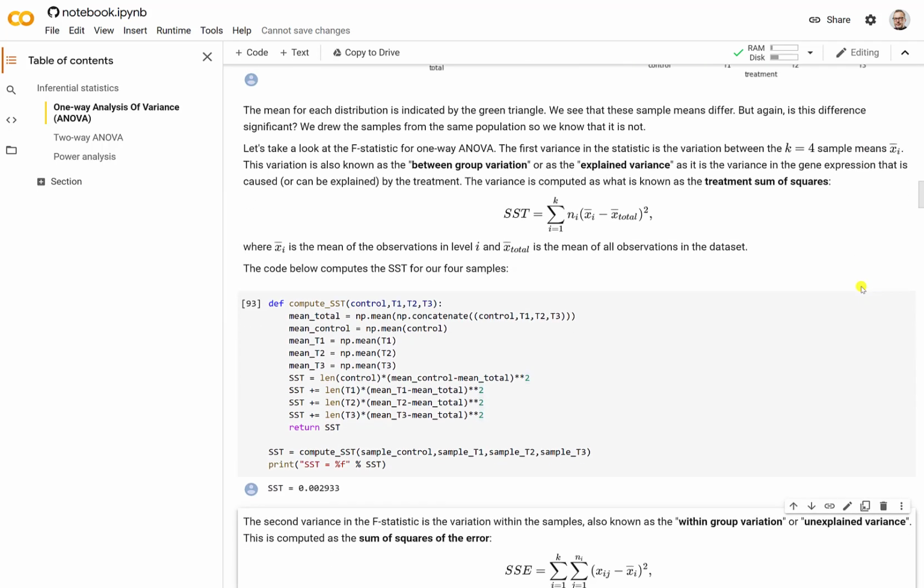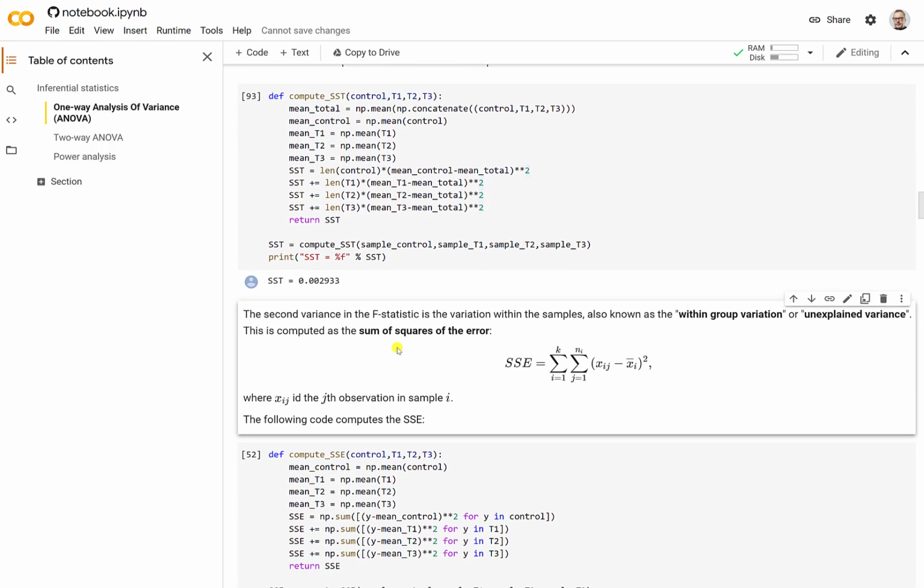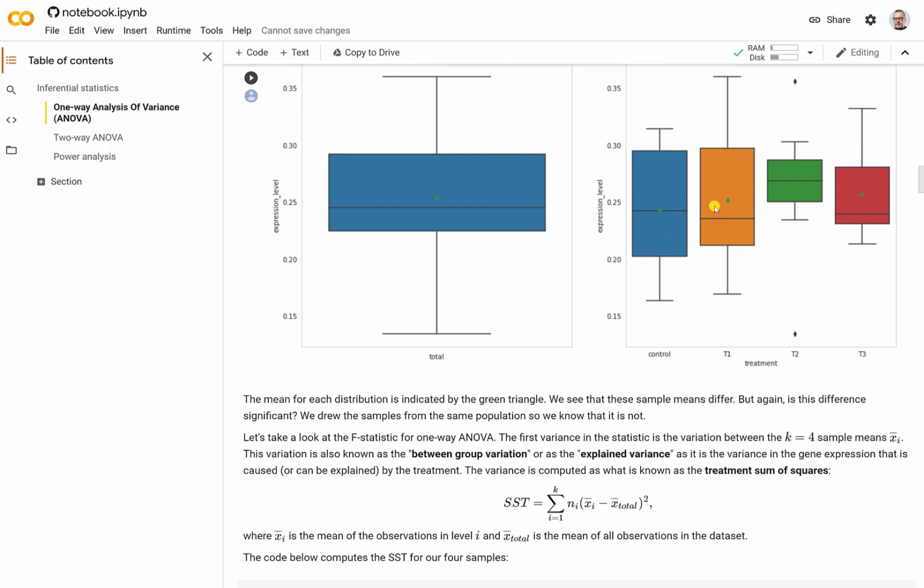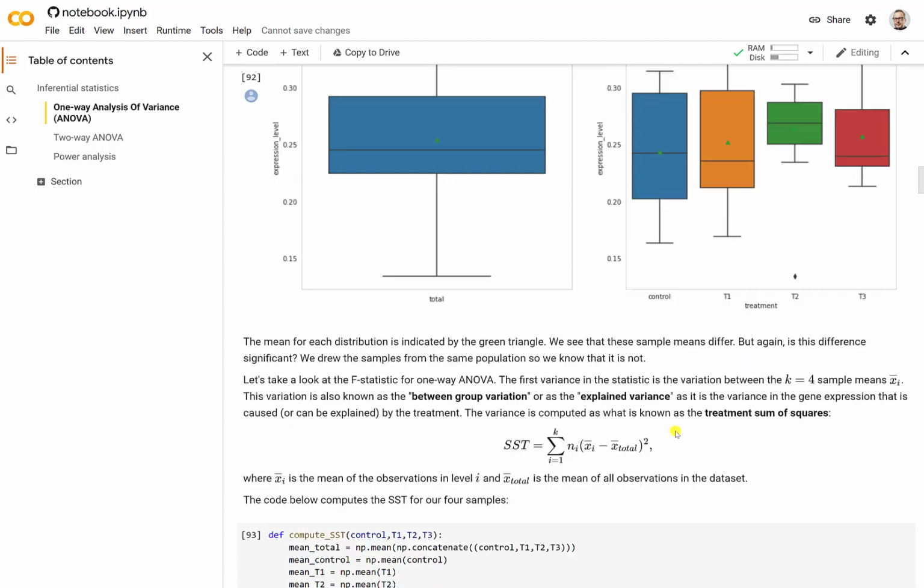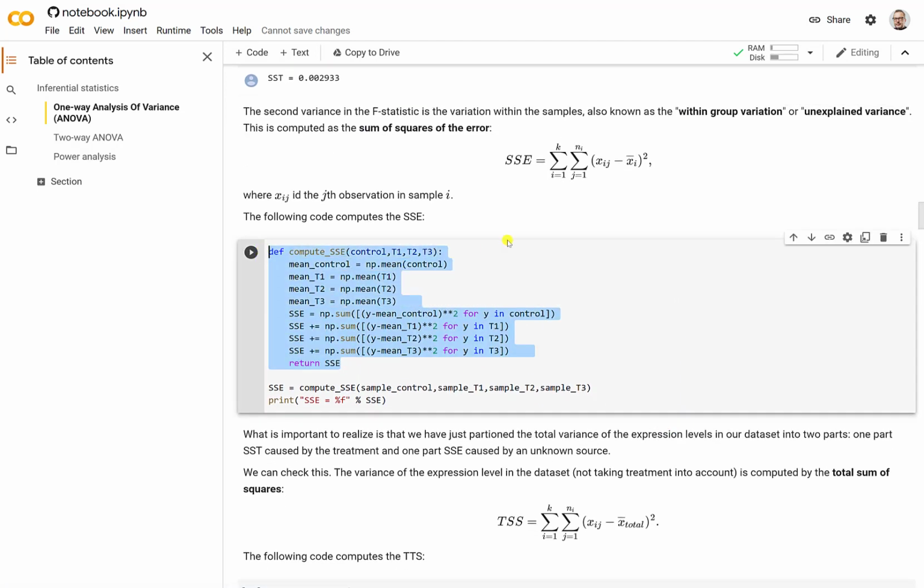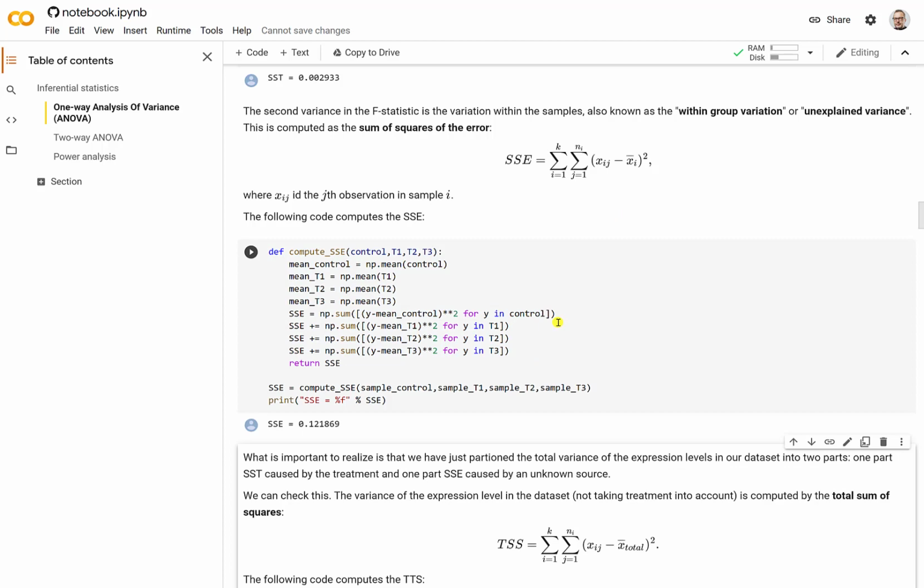Okay, and so if you look at the formula here, which is known as the sum of squares of the error, that is basically what we're doing. So we're running again over the levels, and in each level we're going to look at the variation of the observations. We're going to compare those to the mean expression level in that level. So that would be compared to these green triangles that we have here. And here again we have the function to compute the sum of squares of the error. So when we do that, we get this value here.